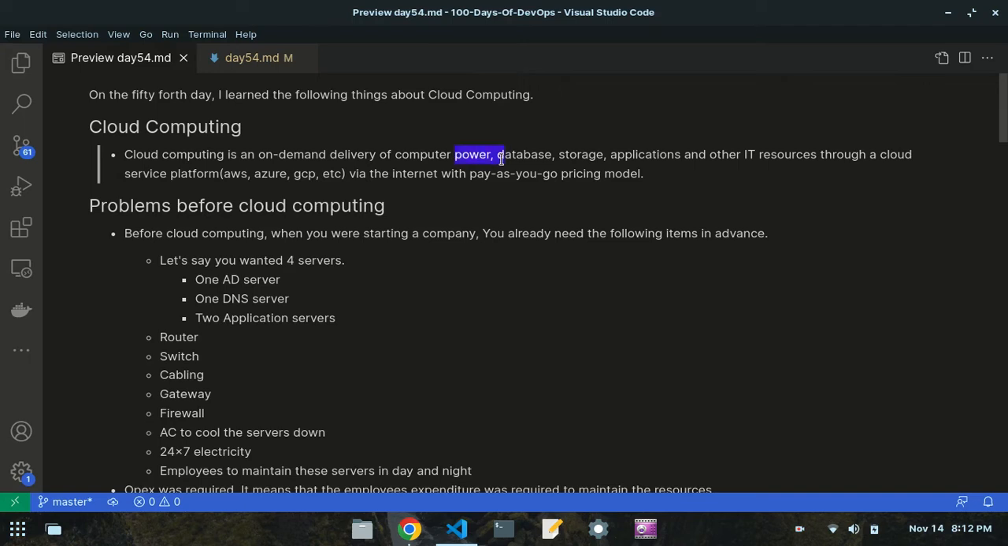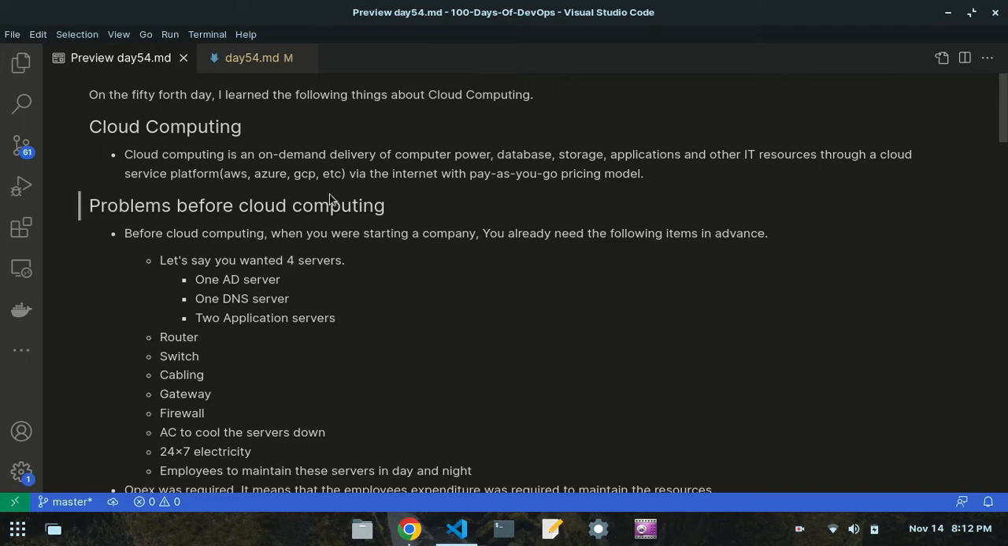Those resources could be power, the database, storage, applications, and other IT resources through the cloud service platform. The on-demand delivery will be provided through the cloud service platform. That could be AWS, that could be Azure, that could be GCP, Google Cloud Platform, etc. So there are multiple cloud platforms present in the market. These cloud platforms are providing on-demand delivery of the resources according to your need.